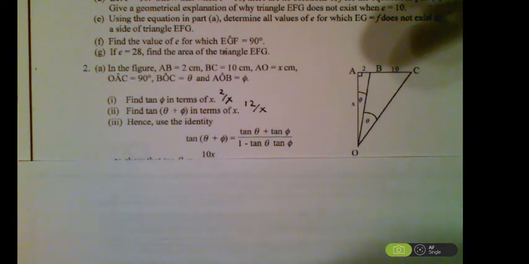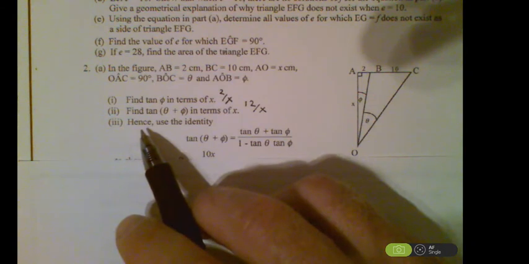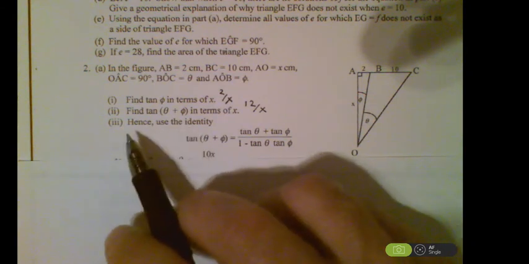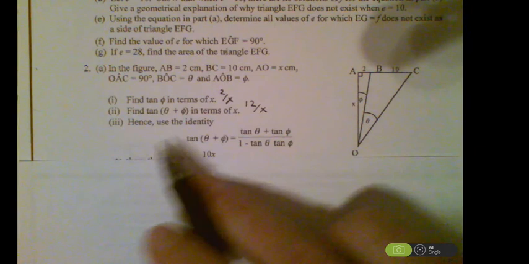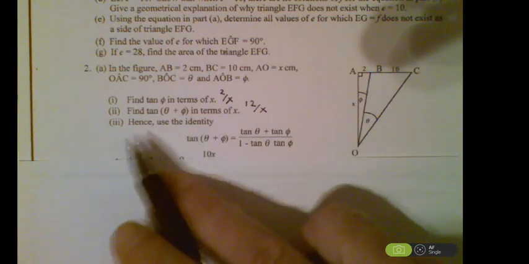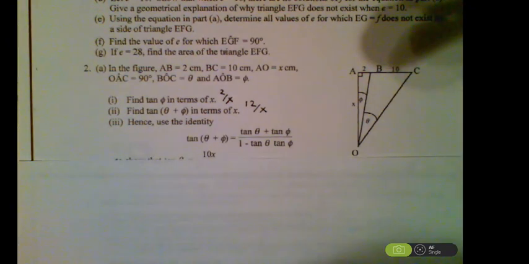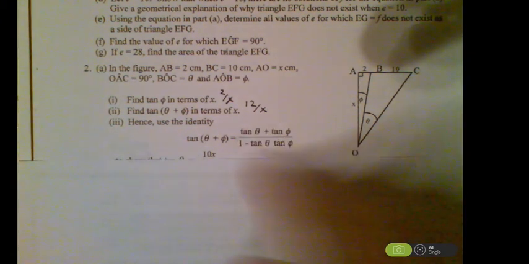Moving on to part 3 on that one. Hence means you always have to use your previous answer to then get this. So whenever you see the word hence, you've got to use what you just came up with in order to do the next part. If it ever says hence or otherwise, then that means you could potentially use some other way of doing it. But if it just says hence, you've got to use what you just got.